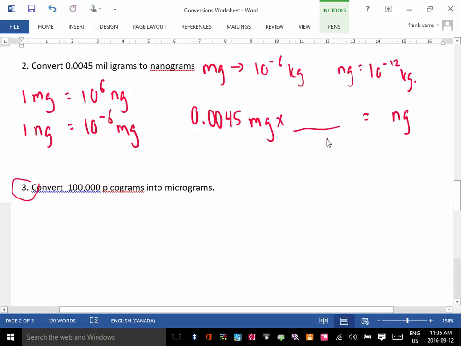So we're going to get rid of milligrams. We could say 1 milligram is equal to 10 to the 6. So we cross out milligrams, and it's 0.0045 times 10 to the 6. Again, moving the decimal over 6 spots. 1, 2, 3, 4, 5, 6. We have to add 2 more zeros. So our answer would be 4,500 nanograms.